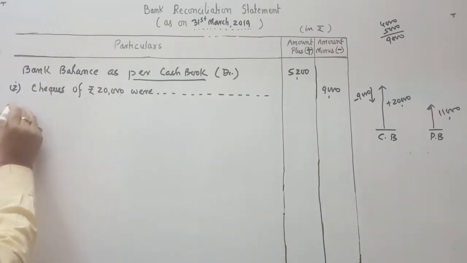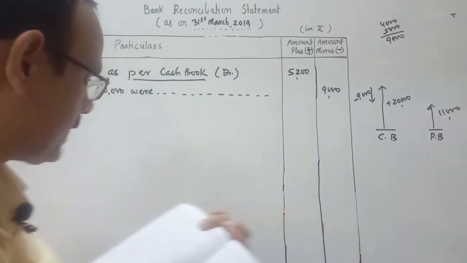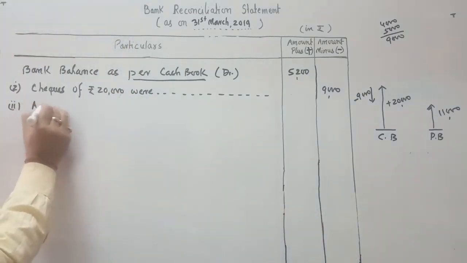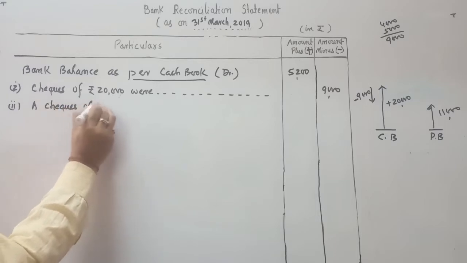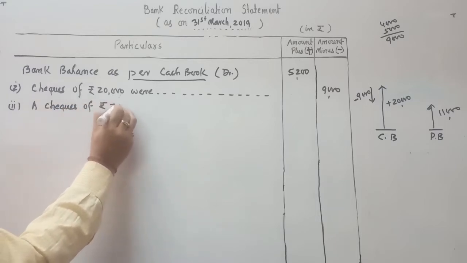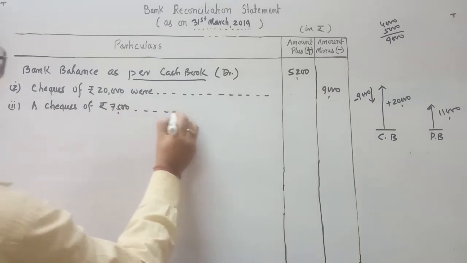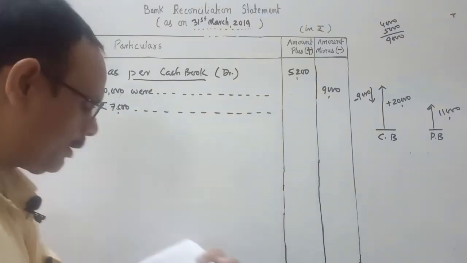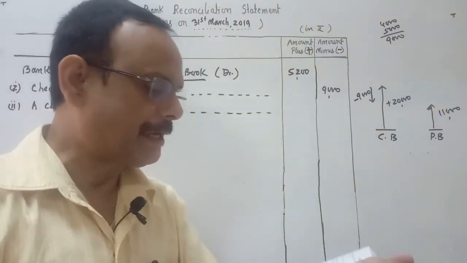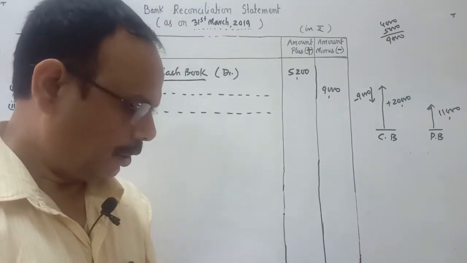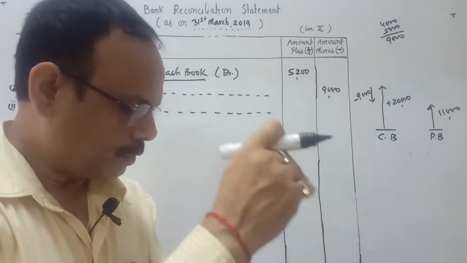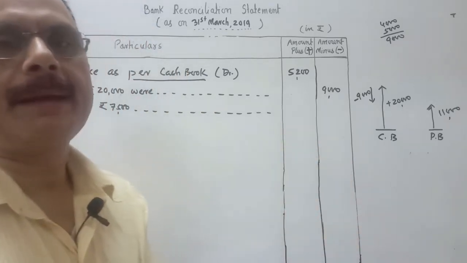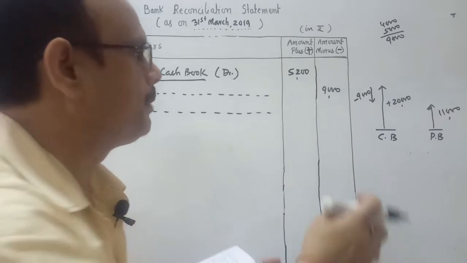Second is a check of rupees 7,500. You write the complete sentence. Check of rupees 7,500 received from a customer, although entered in the bank column of the cash book, was omitted to be paid into bank. Paid into bank means deposited into bank.